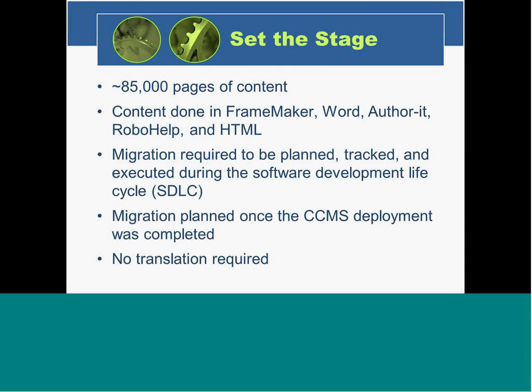Just so everybody on the webinar is aware of what we've done at ACI, or are in the process of doing: we've got about 85,000 pages of content. Our content is basically all over the map. It's every piece of authoring software that a lot of writers use: Framer, Word, AuthorIt, RoboHelp, and we've got some HTML as well. So we were looking for a common ground, a common tool set, and hence we moved to DITA so that this would be the only conversion that we make going forward.